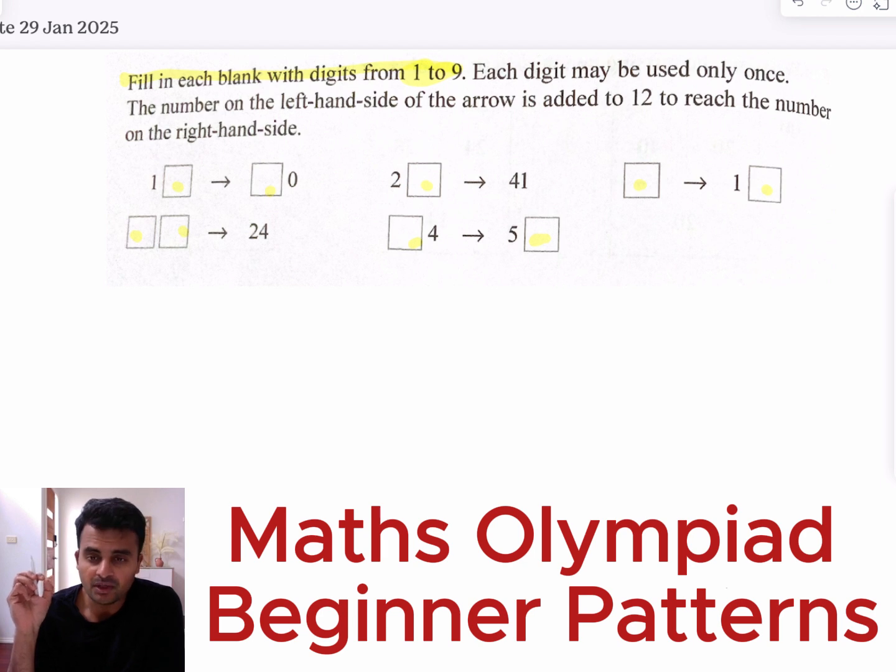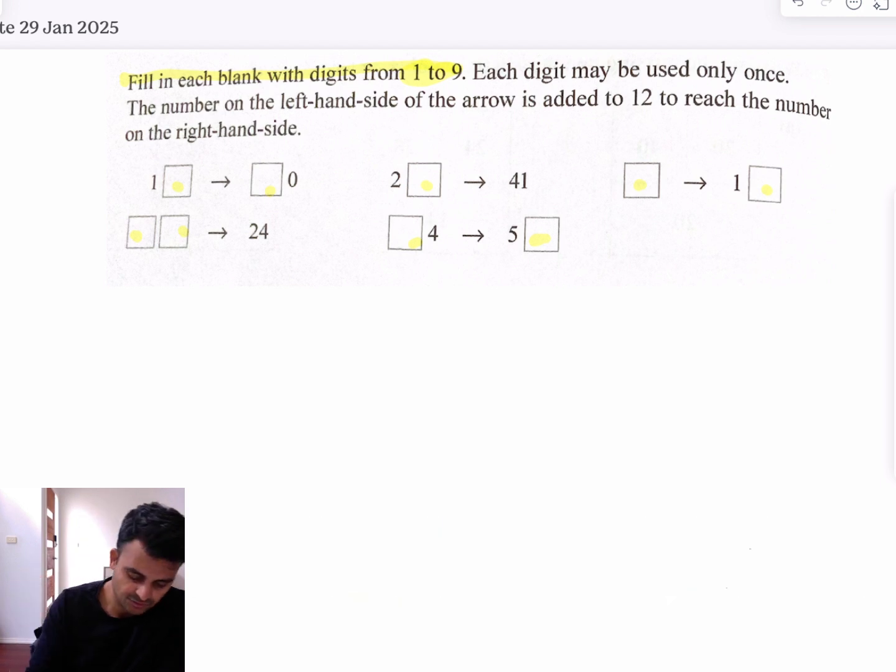Each digit can only be used once, so you can't repeat, like 1 here and then 1 here, or 3 here, 3 again. No, we can't do that. They can only be used once.